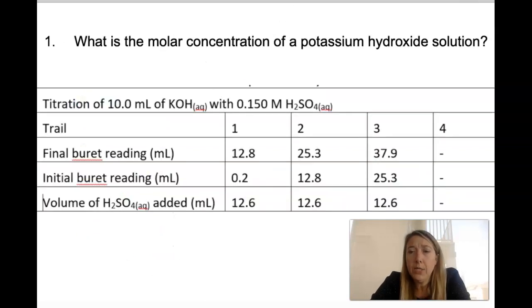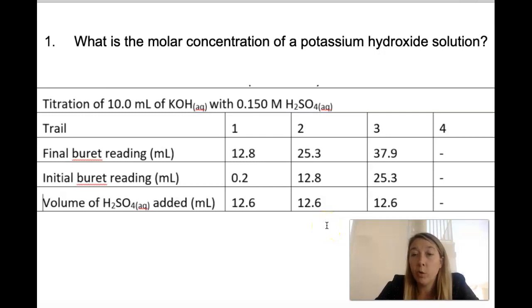Okay, so this was the other type of one we saw last year, right? This is where you're going to see that there are multiple trials. You can see that in this particular example, they stopped after 3 trials. They didn't bother doing a 4th, and the reason is they didn't have to. They already had 3 sets of results that were all within 0.2 mils of each other.